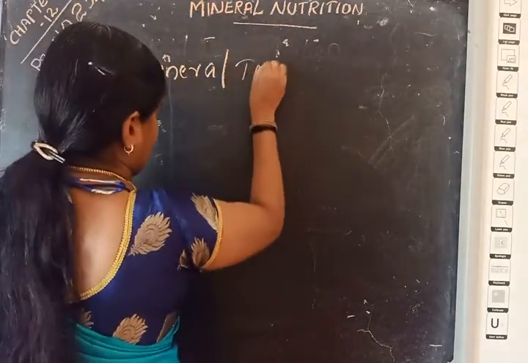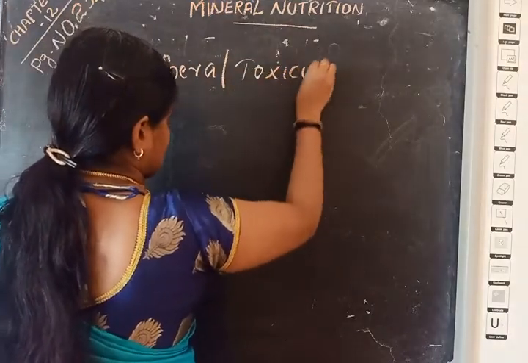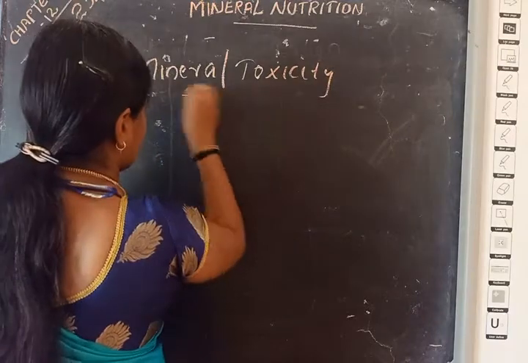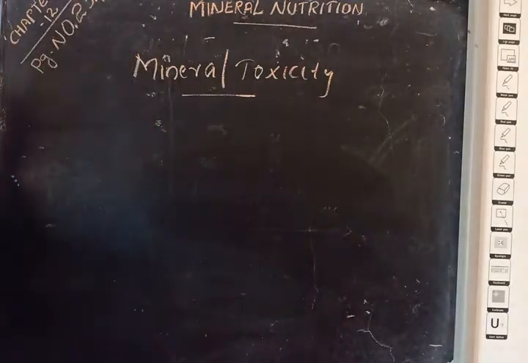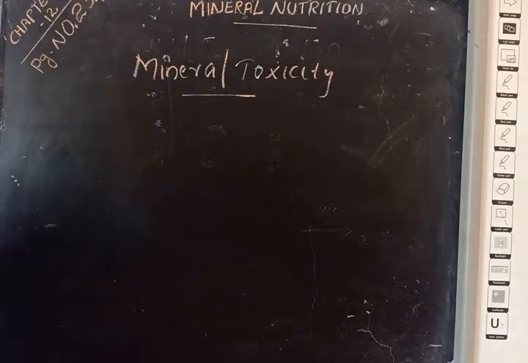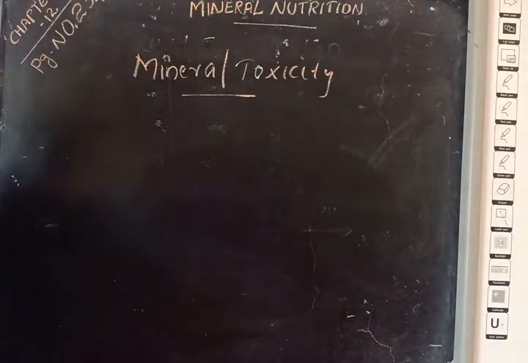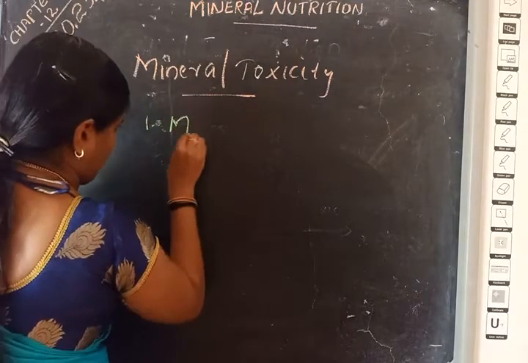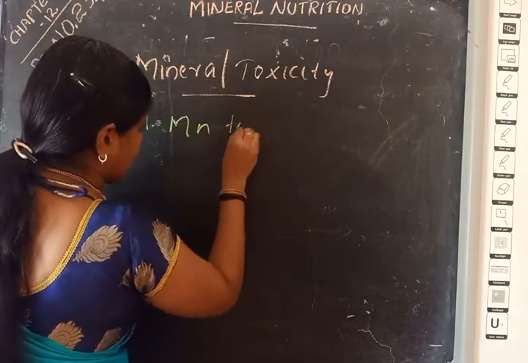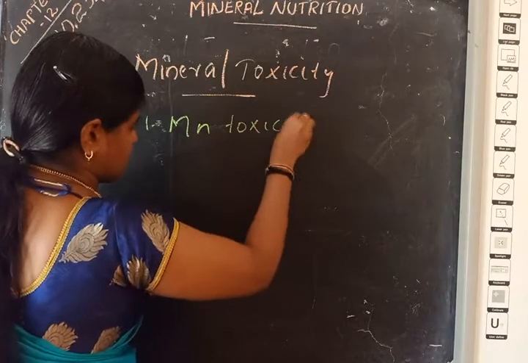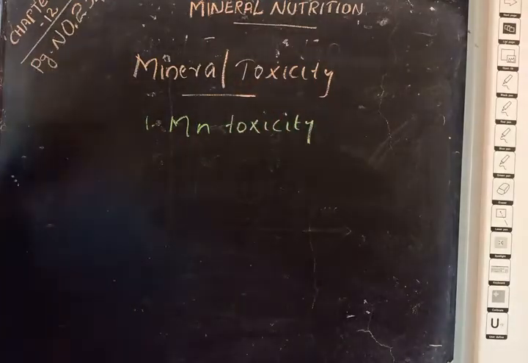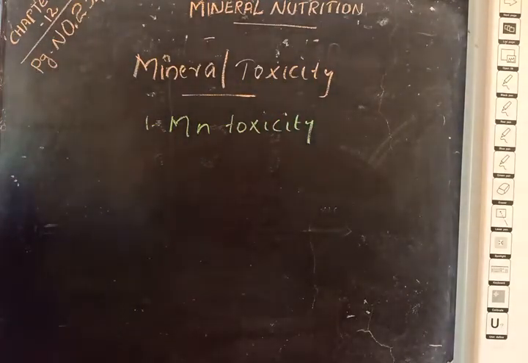Mineral toxicity. Any mineral nutrient that is more than the normal concentration causes toxicity. First one, manganese toxicity. The increased concentration of manganese, that is higher than the normal concentration, will prevent the uptake of iron and magnesium.